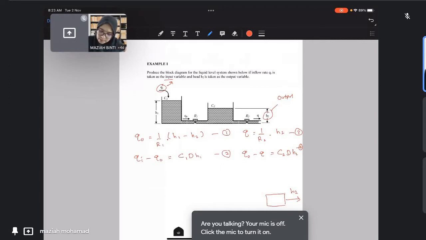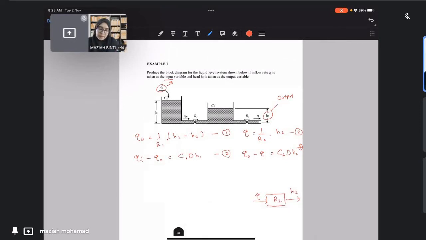H2 is Q multiplied with R2. We give you R3. All right, and then using equation 4, Q is equal to Q0 minus C2D H2.